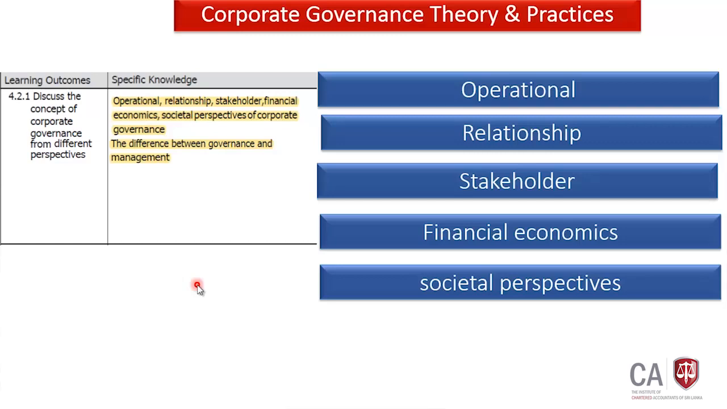So I want you to read this in the slide. Can you read it carefully and see whether you understand 4.2.1? Do you understand 4.2.1? It says, discuss the concepts of corporate governance from multiple perspectives, in different perspectives. But if you carefully look, there is a column in the syllabus called specific knowledge, and that breaks this into two topics. That is the detail.